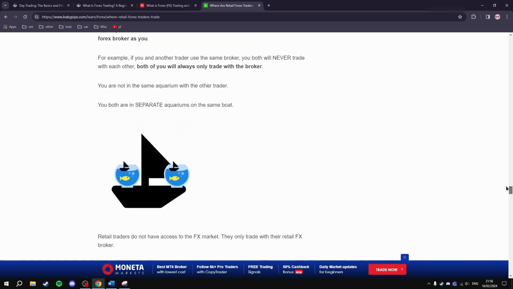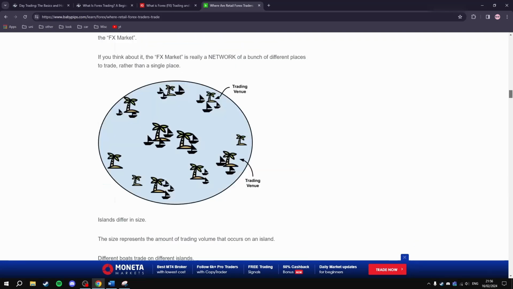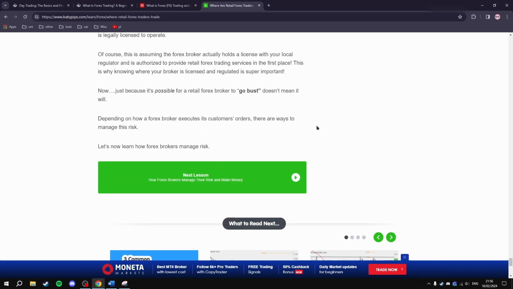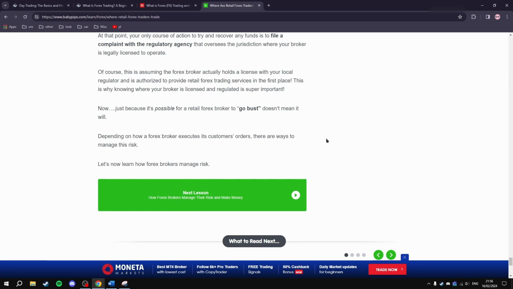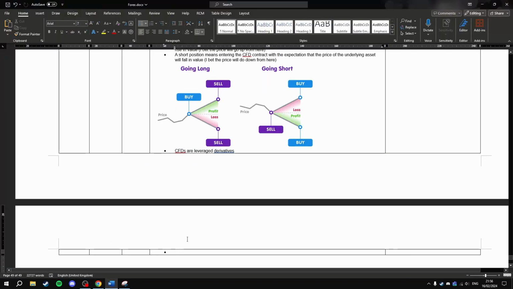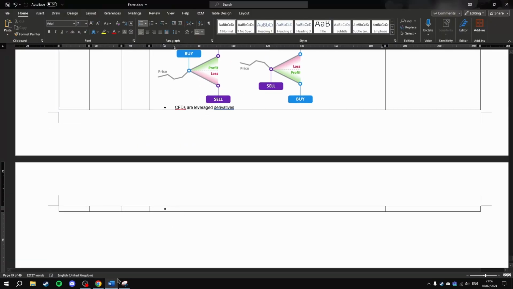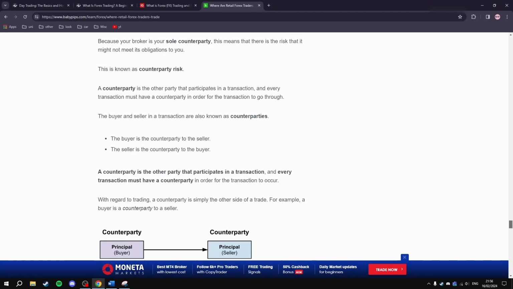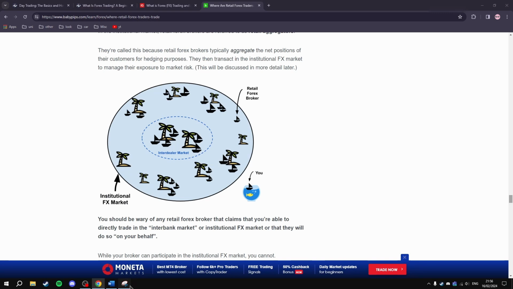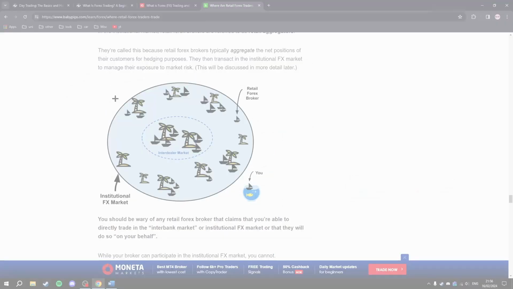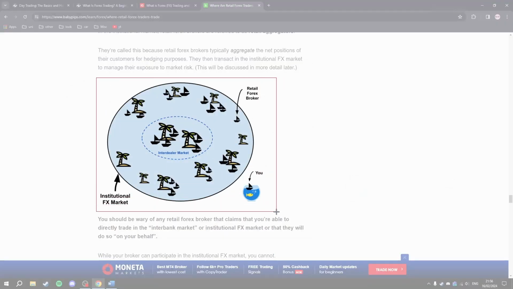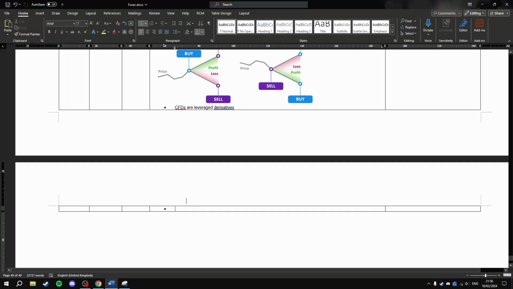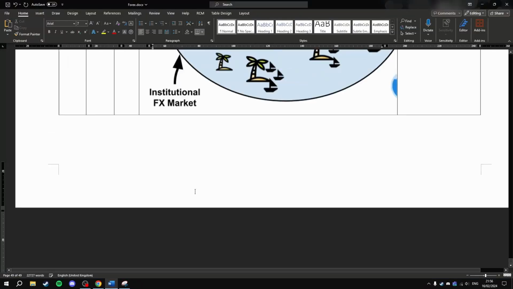Okay, that's a lot to take in. So, as retail forex traders, we don't actually trade in the FX markets. So, how shall I explain this? I think this diagram is the best way to explain this, using the words Dave said actually.